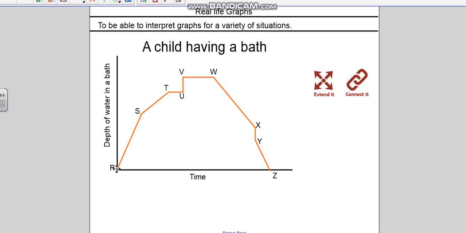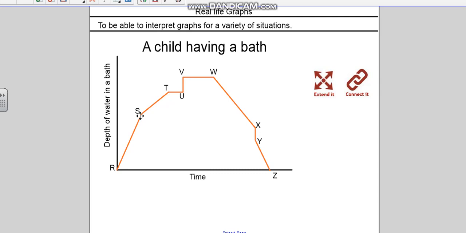Okay, so think about what's happening between R and S. So we can see the depth of water is going up. Okay, what might be happening? Okay, so I would suggest maybe that both taps are running and therefore the bath is filling quite quickly. Okay, so from R to S, I'm going to say 2 taps are on and the bath is filling quickly.